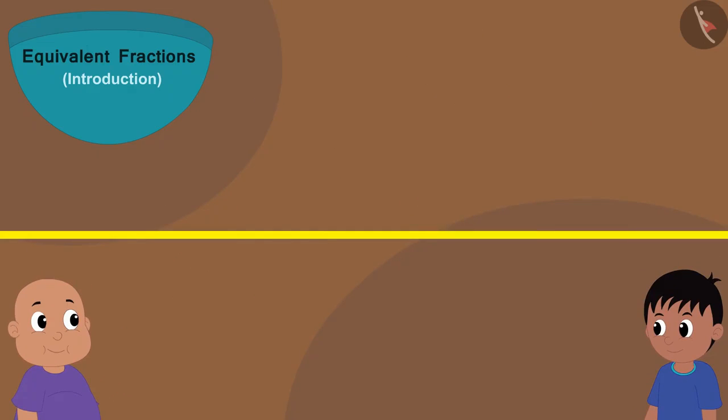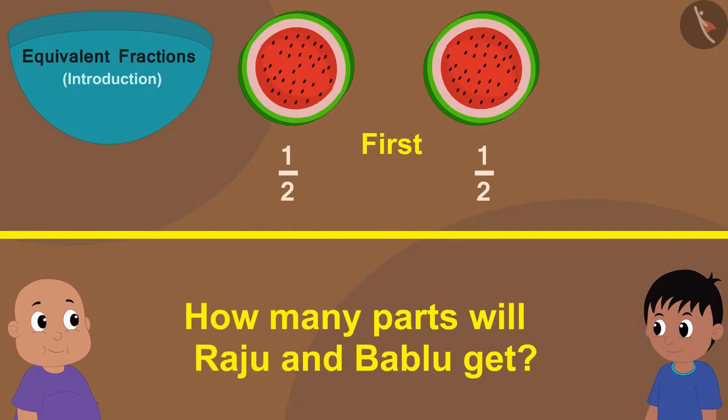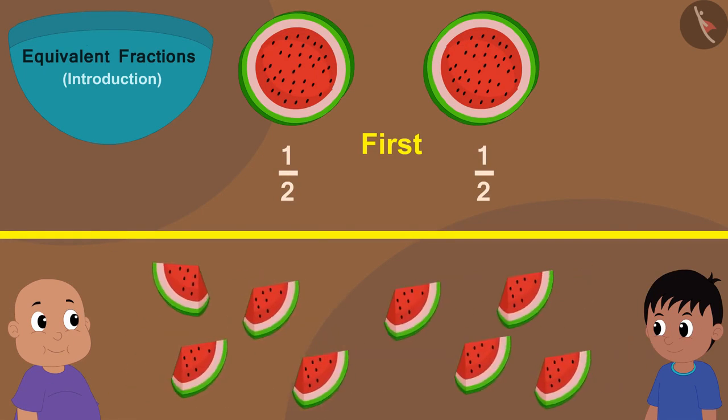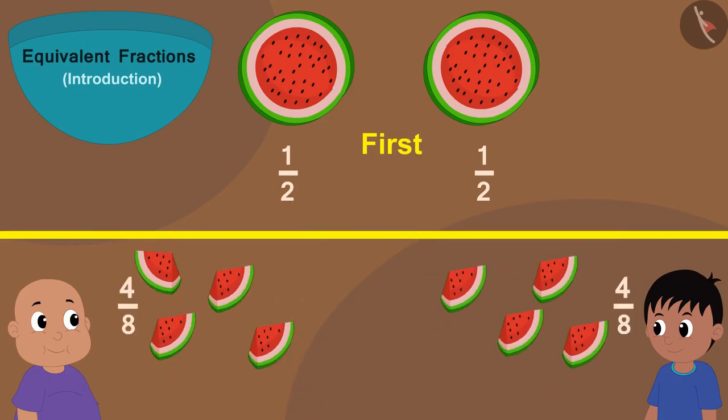Now, if they have to take as much watermelon as before, that is, half watermelon, how many parts will Raju and Bablu get? Yes! Now, both will get 4 parts. That is, 4 parts out of 8. We can write the fraction of the watermelon given to Raju or Bablu in this way, as 4 by 8, because both are getting 4 parts out of the total 8 parts.